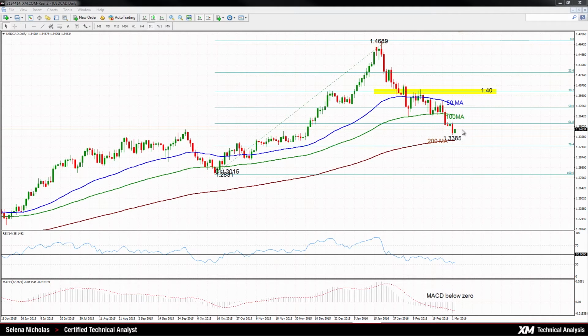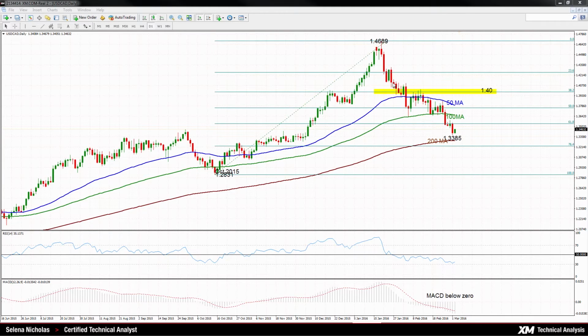Prices are now close to the 200-day moving average, and this would be acting as support for any moves to the downside. So around this level at 1.3302, the 200-day would act as support. The bias to the downside is quite strong, because if we look at the RSI and the MACD, it's below zero. So these are bearish signals.